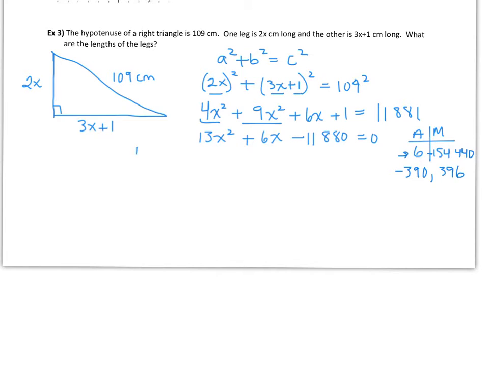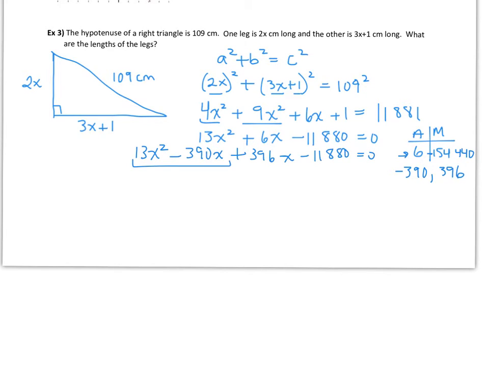Perfect. So we can now decompose the middle term. Minus 390x. I'm going to put the 396 with that because, let's just check, 390 divided by 13. Oh, it does go evenly. We're good. No problem. All right, plus 396x minus 11,880 equals 0.